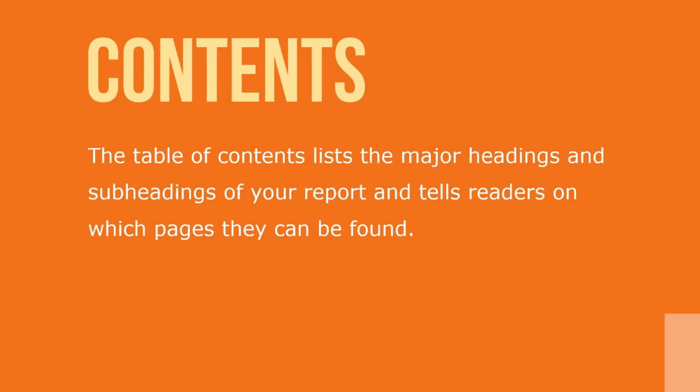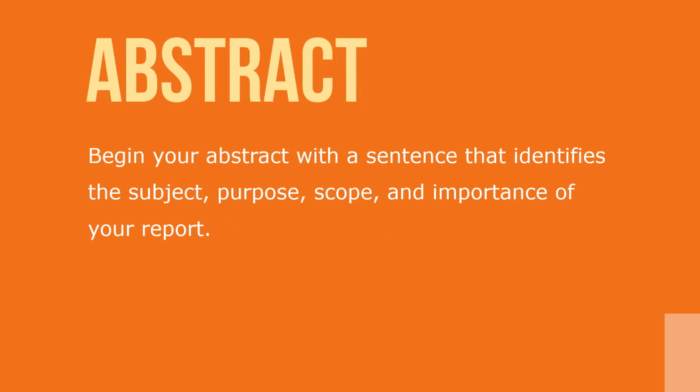The table of contents lists the major headings and subheadings of your report and tells readers on which page they can find that information. Begin your abstract with a sentence that identifies the subject, purpose, scope, and importance of your report.